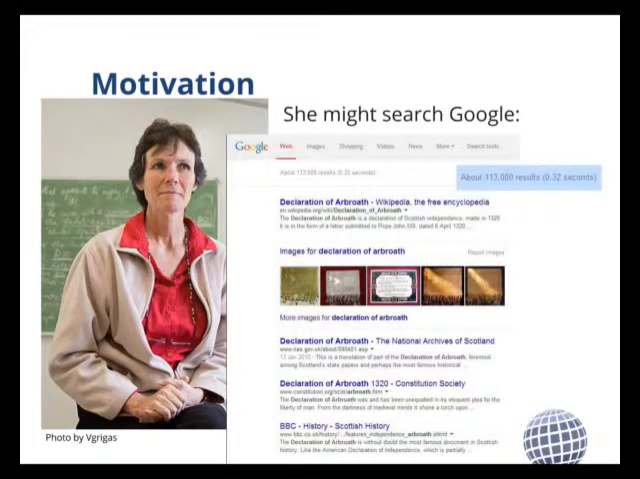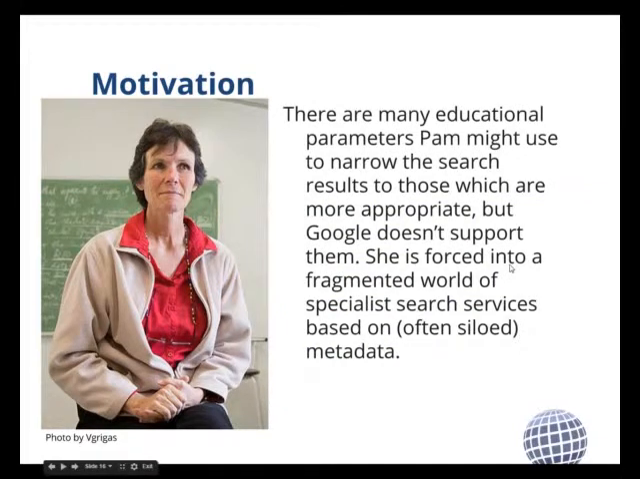Let's imagine that she is teaching, say, 14-year-old students. It's to be a history lesson. It has to link into the local curriculum that's taught in the schools where Pam teaches. So there are a whole load of parameters that Pam might use to narrow down the search results to something more appropriate to her specific context, but which Google doesn't support, which Google doesn't make it easy for her to filter these results down to meet her specific needs.